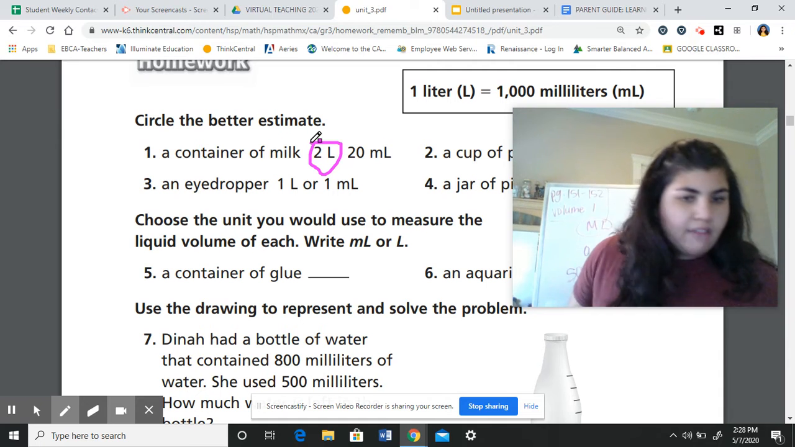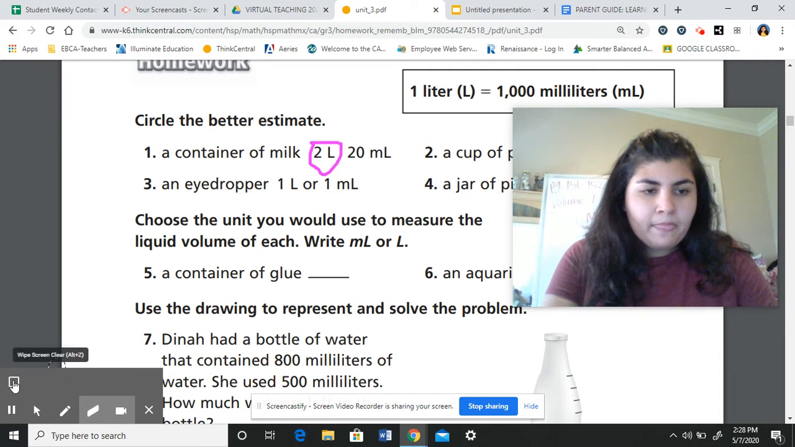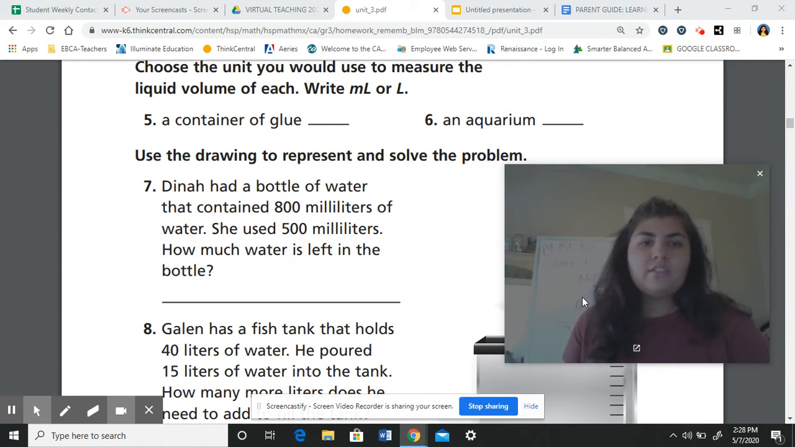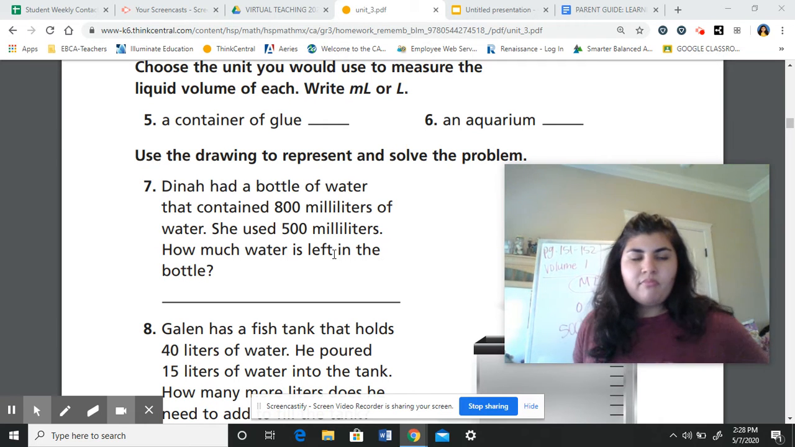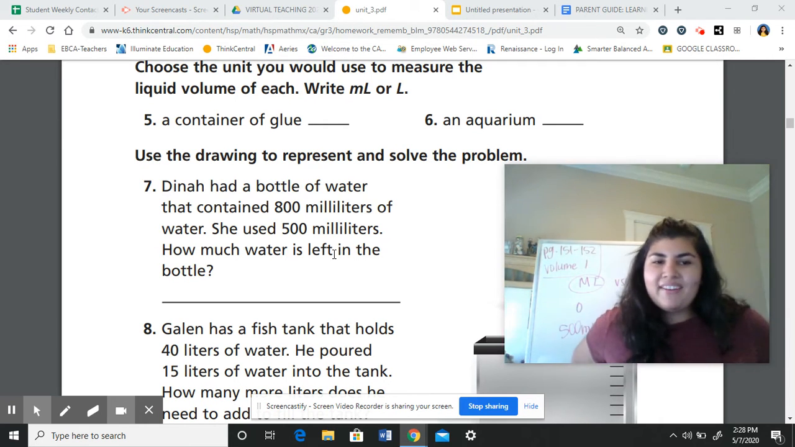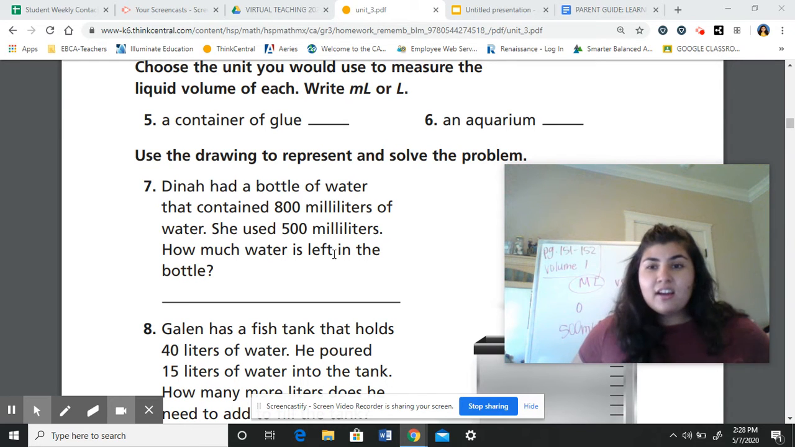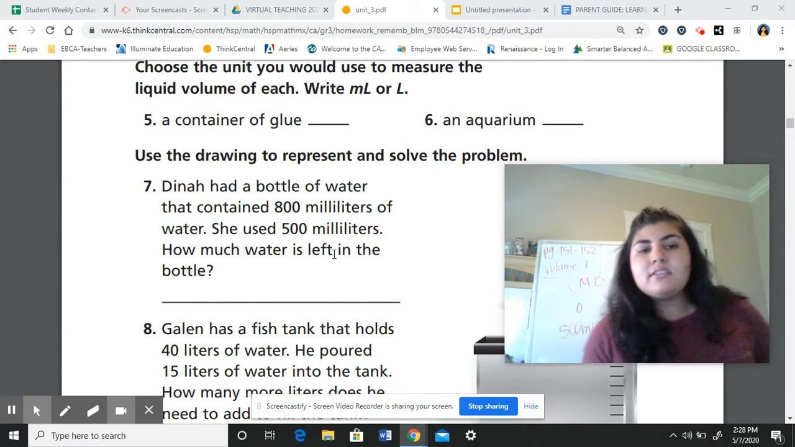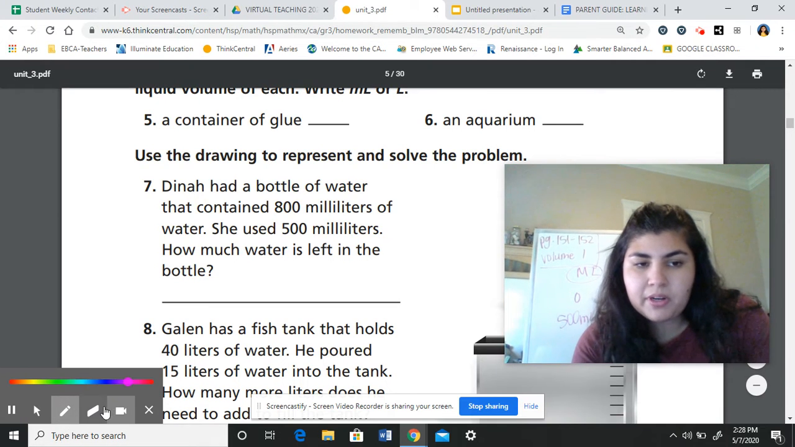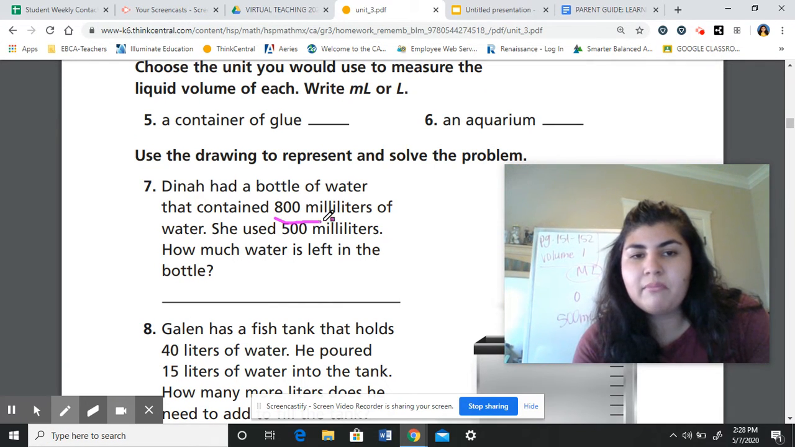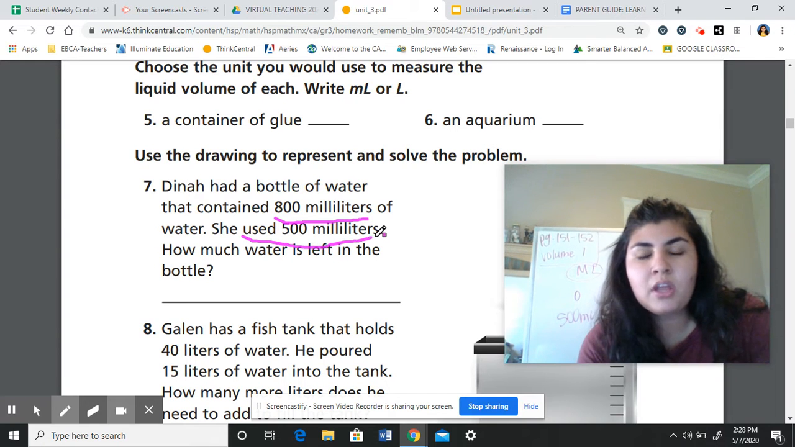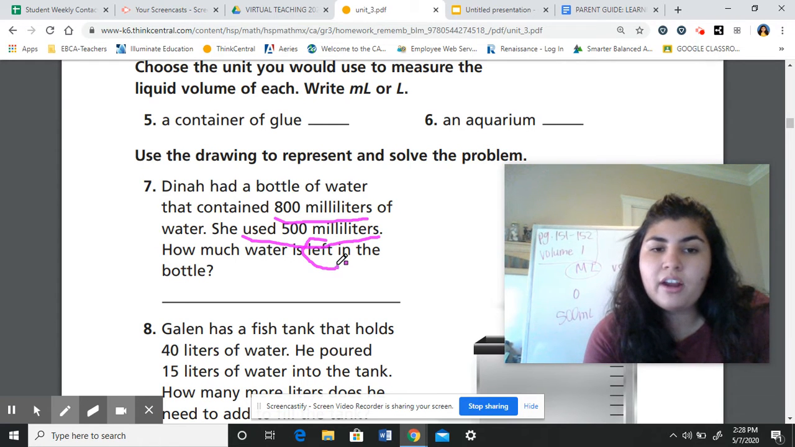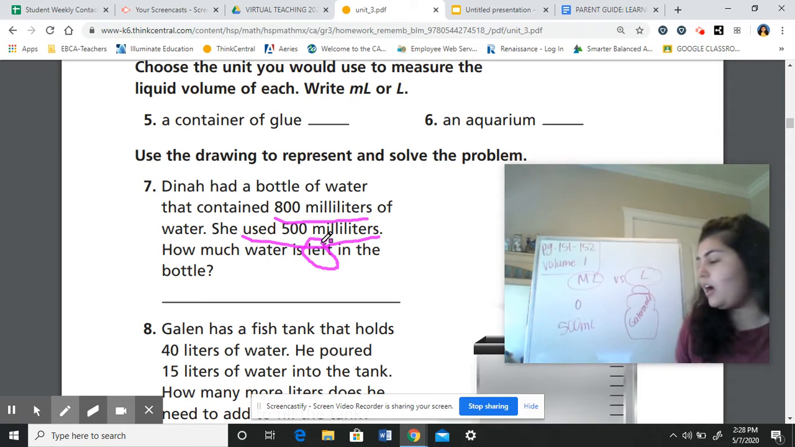Let's go over number 7. It says use the drawing to represent and solve the problem. Dina had a bottle of water that contained 800 milliliters of water. She used 500 milliliters. How much water is left in the bottle? She used it, meaning she drank it or used it in a recipe. Another clue that I'm subtracting is the word left. Left means I'm going to subtract.